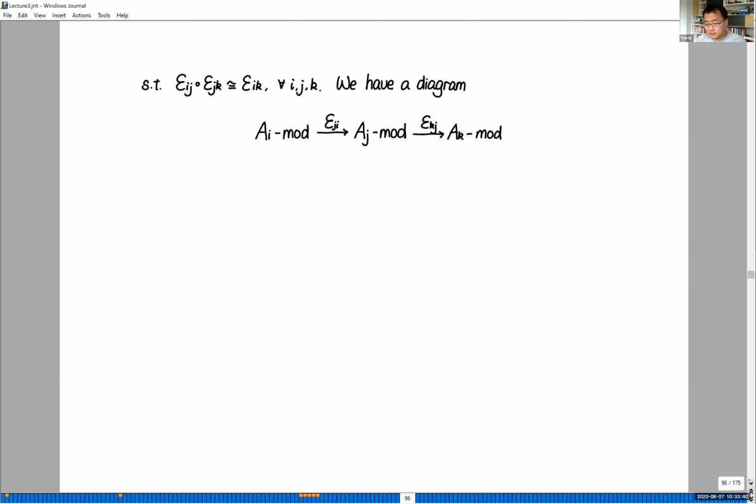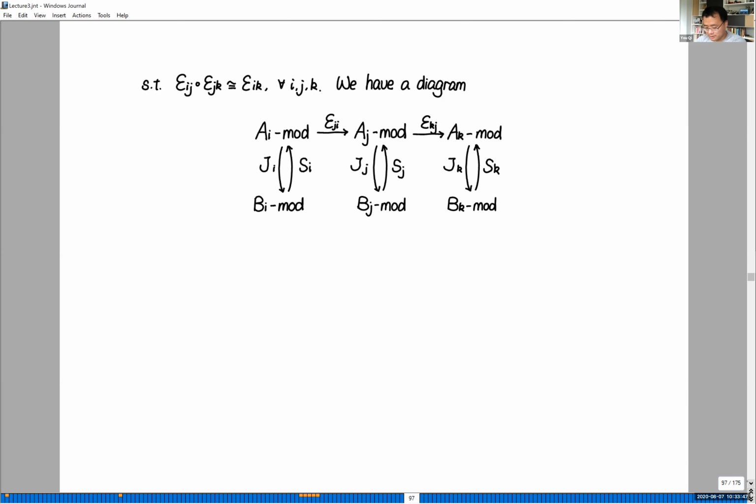And given these right modules over each A_I, now you have extended this diagram a little bit by these connecting functors J_I and S_I, okay? So now, using this picture, we can define functors between B_I module categories like this. You hypothetically declare this diagram to be commutative by declaring this E_IJ prime between B_I and B_J by going this way.